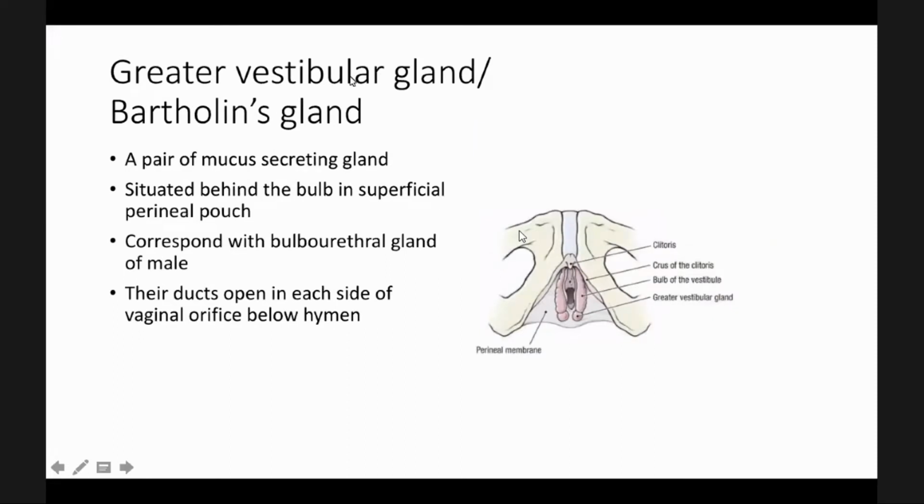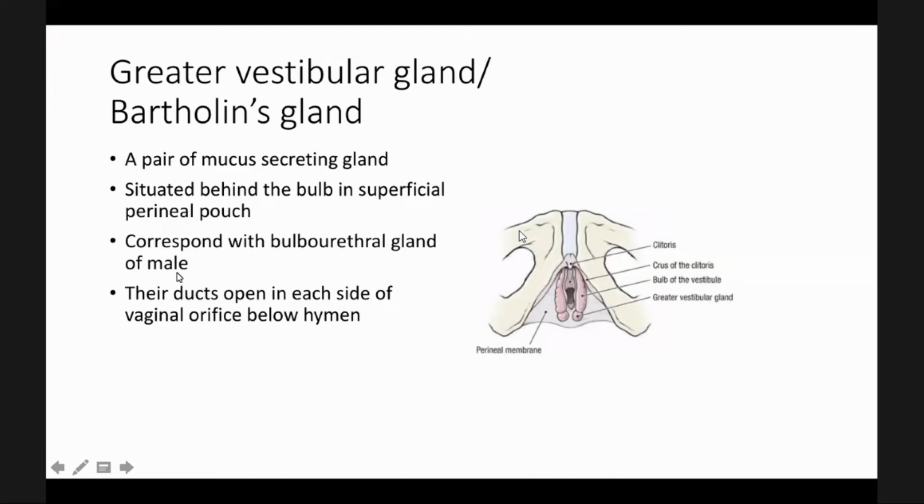Next is the greater vestibular gland or the Bartholin's gland. We have already seen the opening of the greater vestibular gland, in between the labia minora and the vestibule. You could see a small opening of the vestibular gland. Now we will see what this gland is. The other name for the greater vestibular gland is the Bartholin's gland. It is homologous with the bulbourethral gland of male.